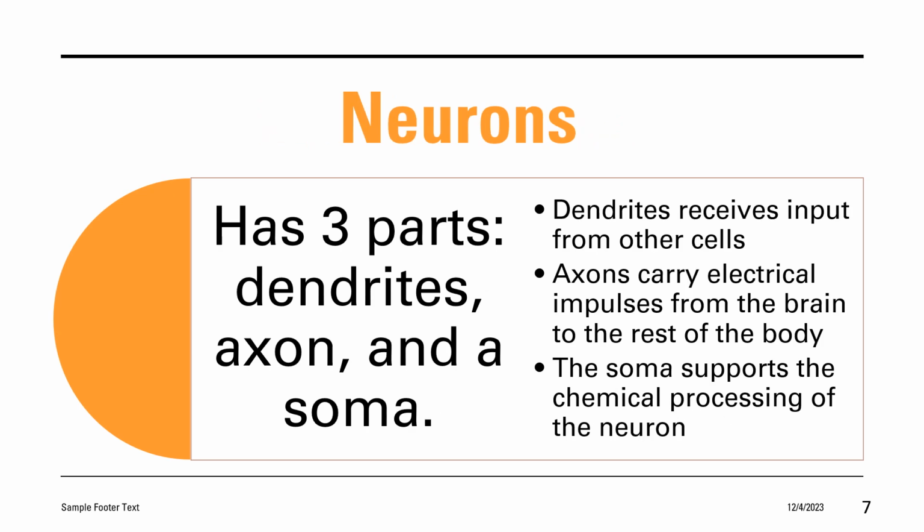Next, we'll talk about neurons. So a neuron has 3 parts. That's a dendrite, an axon, and a soma. So the dendrites actually receive the input from other cells. An axon will carry that electrical impulse from the brain to the rest of the body. And the soma is the part that supports the chemical processing of the neuron.